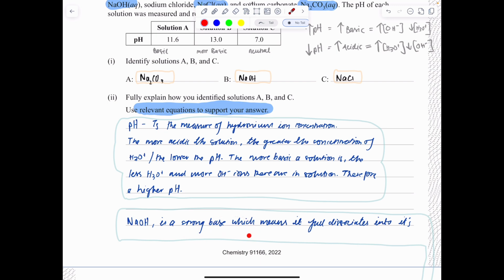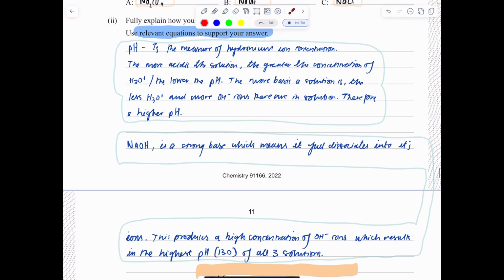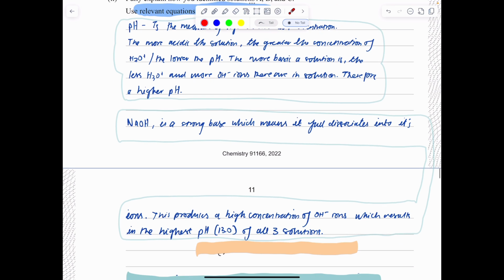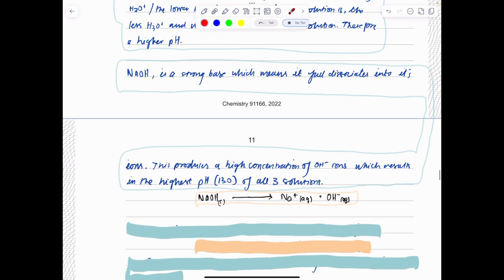NaOH is a strong base, which means that it fully, bit of a typo there, it fully dissociates into its ions. This produces a high concentration of OH- ions, which result in the highest pH of 13 of all three solutions. So I've compared it to the other solutions. So the reaction for that is over here. We've got NaOH, and then we are fully dissociating, hence why we have a direct arrow, into its ions. Remember the charges, don't forget those. Okay.